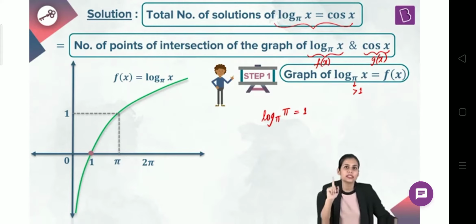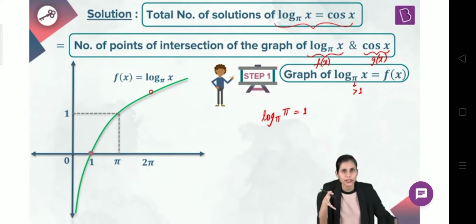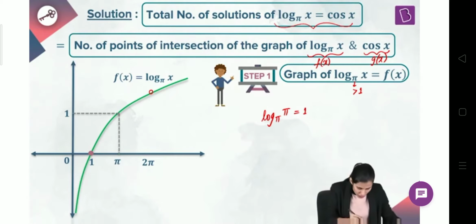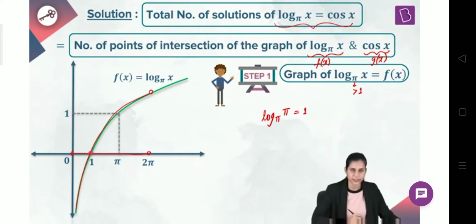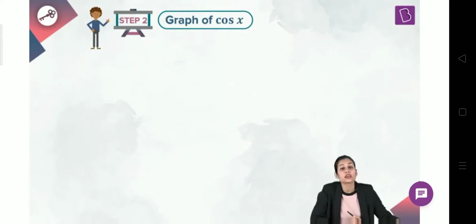Remember, I'm only interested in the graph of f in the open interval 0, 2 pi. Now at 2 pi, let's say this is the value which log takes because the interval is open. That's why log 2 pi to the base pi is the value that I'm not going to include. Right? So in the open interval 0, 2 pi, this is the portion of the graph that I am interested in.